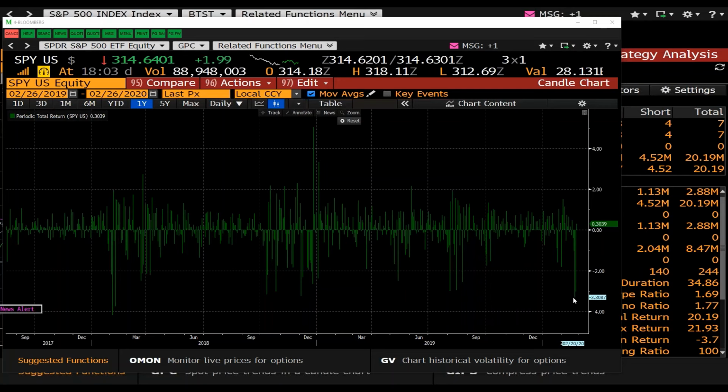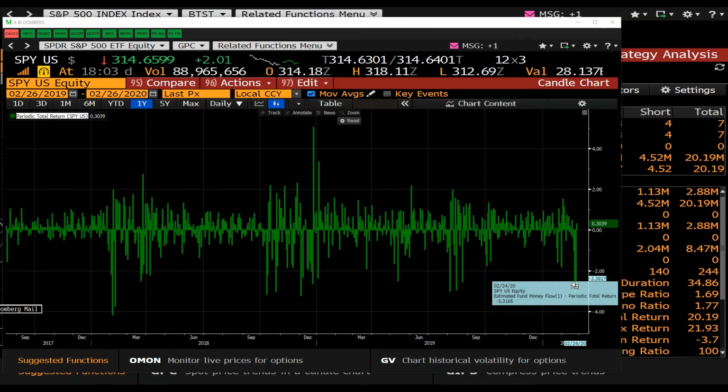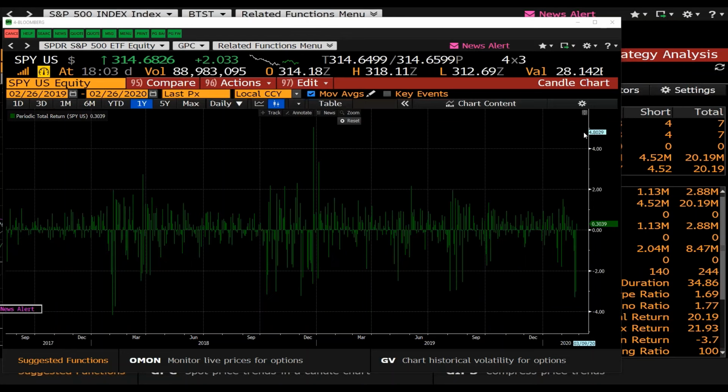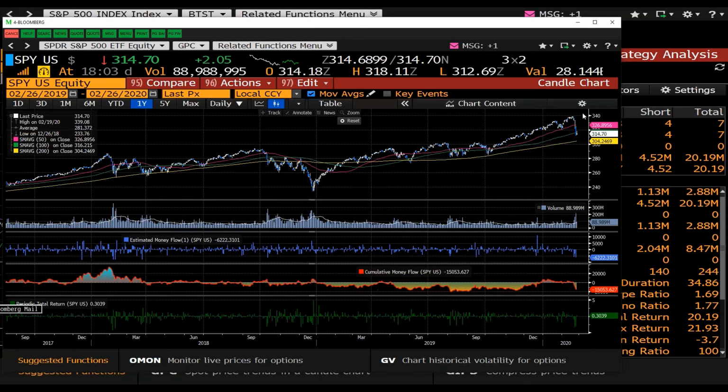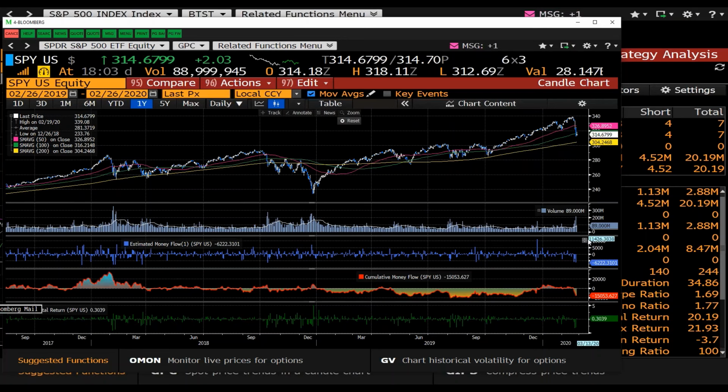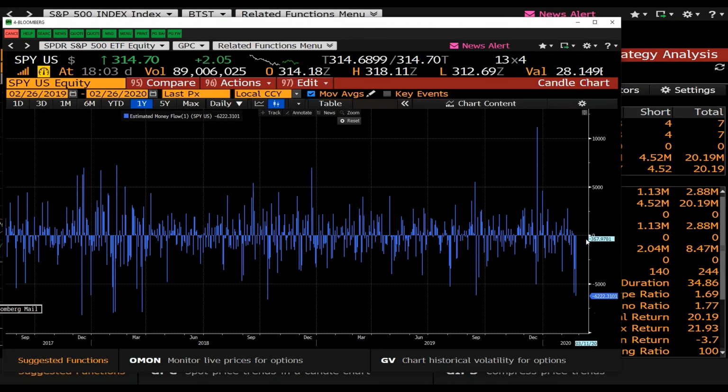So when I look at the ETF, I can see that there has been an enormous amount of money coming out of US equity. Give me one sec. It's right over here. Estimated money flow right over here. So from the last few days, what you can see is that people have been pulling money, and even as of today, I am still seeing negative flow when it comes to the S&P 500 index.